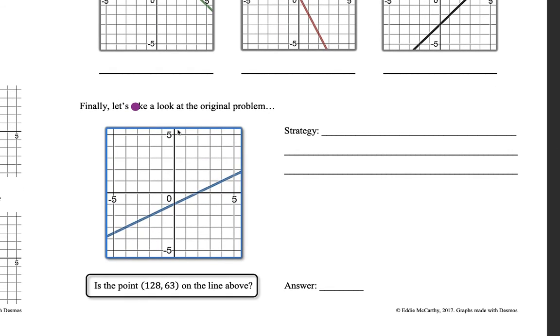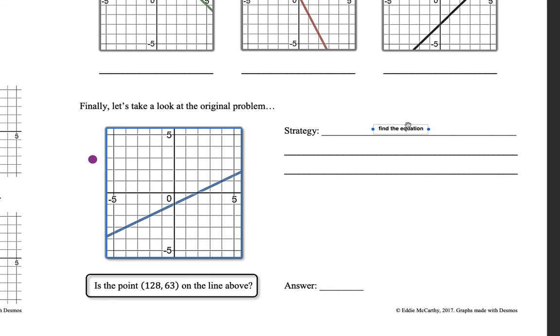All right. So now let's go back way, way, way to the beginning of what we did. Remember that problem? I was like, is this 128, 63? Are you going to draw it? And I hope you said no, because that's huge, and that would be a lot of your time that you do not need to waste. So let's use a strategy that we just learned. Our strategy in order to see if this point is on this line is, first, we must find the equation.